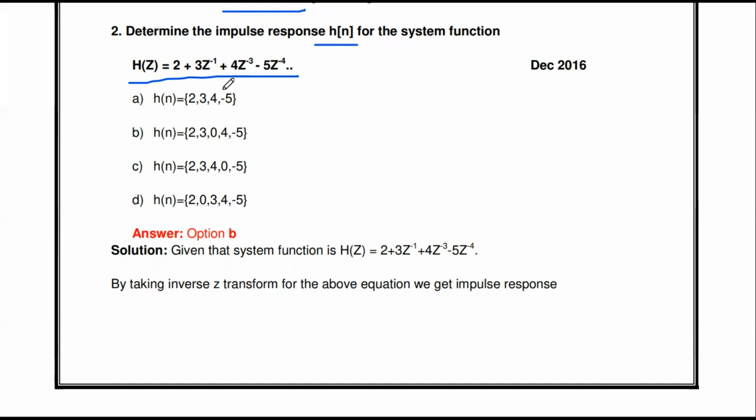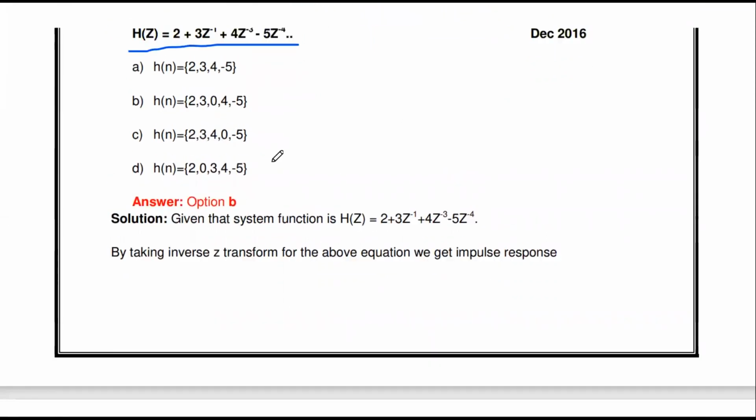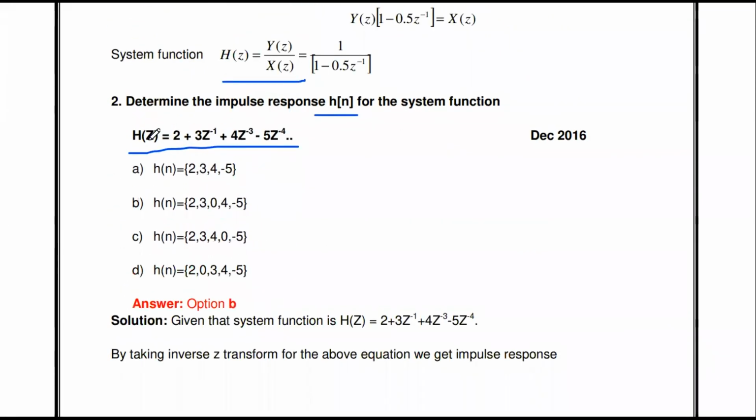So for this H of Z, we have to take the inverse Z transform. If we take the inverse Z transform of this H of Z, we will get the impulse response h of n. So we have to follow the inverse Z transform procedure. And you see here, the H of Z is a weighted addition of Z power minus terms.